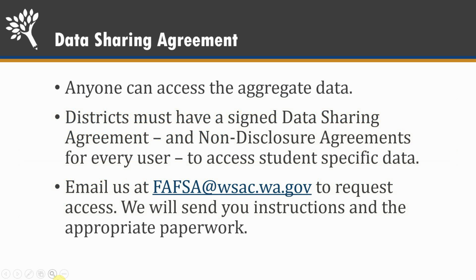If you work at a school or at the school district, you can access student-level data by signing a data sharing agreement with the Washington Student Achievement Council. Districts must have a signed data sharing agreement and non-disclosure agreements for every user to access student-specific data. The data sharing agreements are signed at the district level.